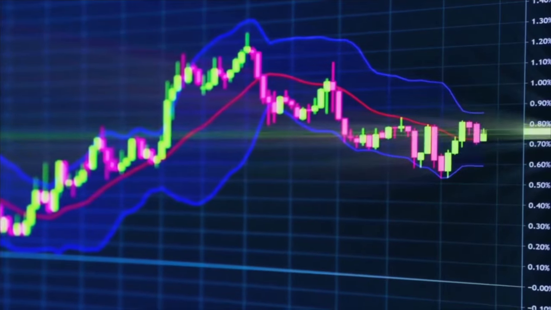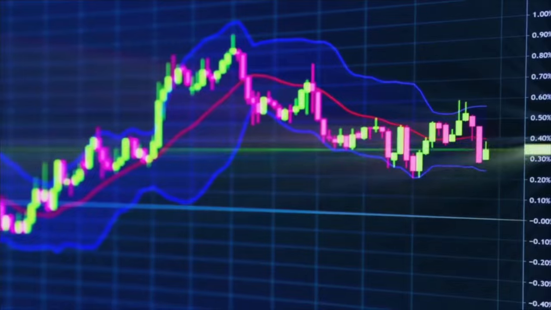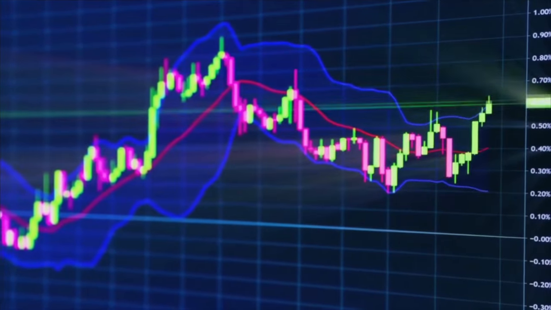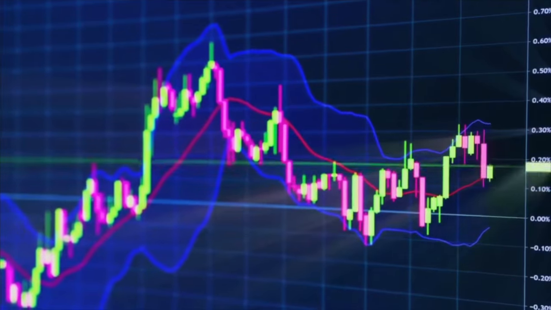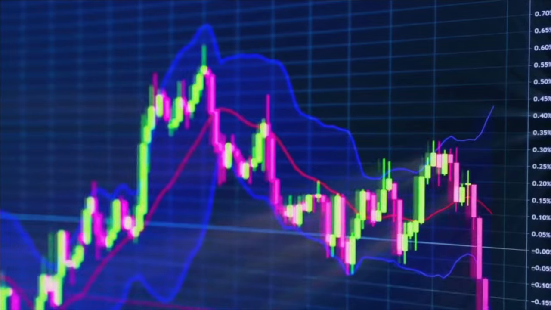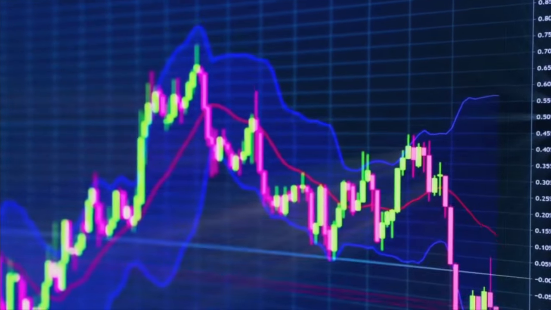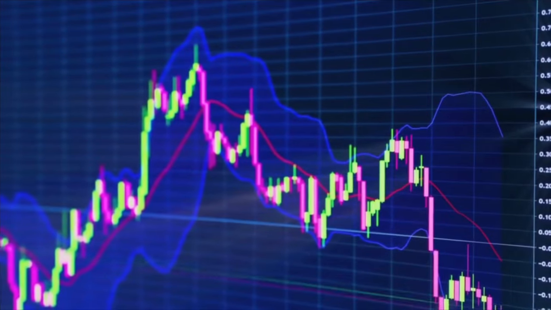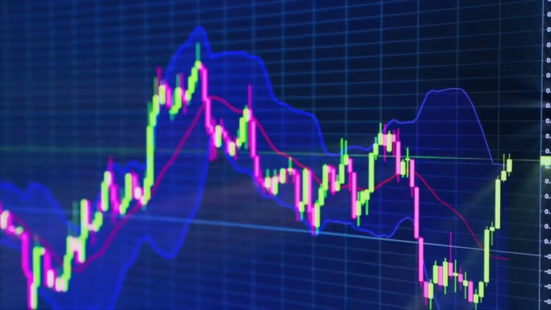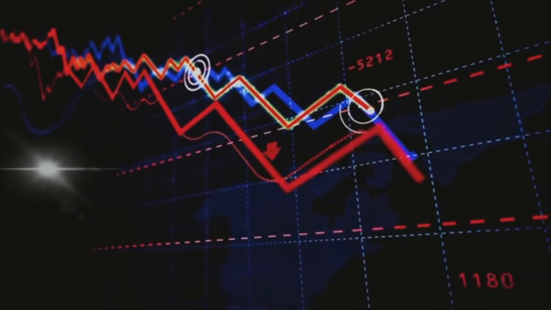Electronic trading, 1970s to 2000: computers replaced paper and telephones. Digital revolution, 2010 to present: online platforms and mobile apps made trading accessible to everyone. Future trends: AI, blockchain, and decentralized finance are redefining what's possible.